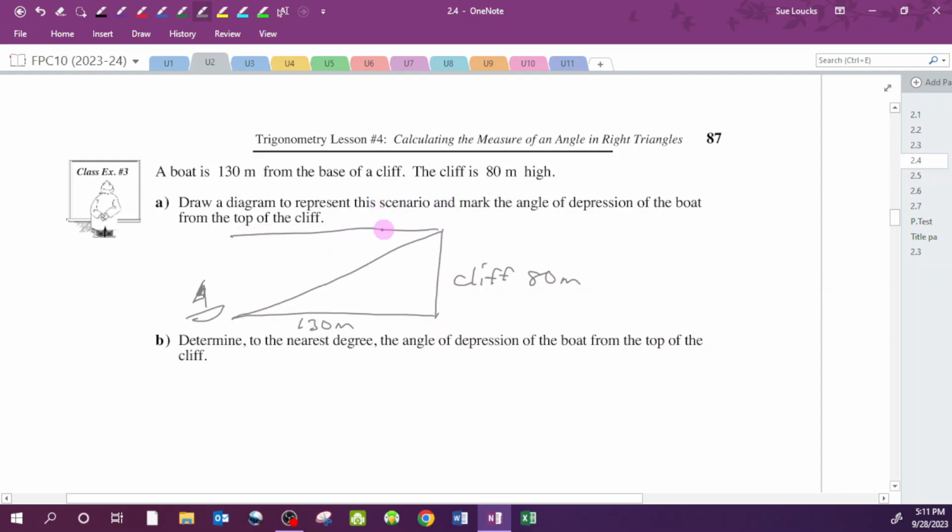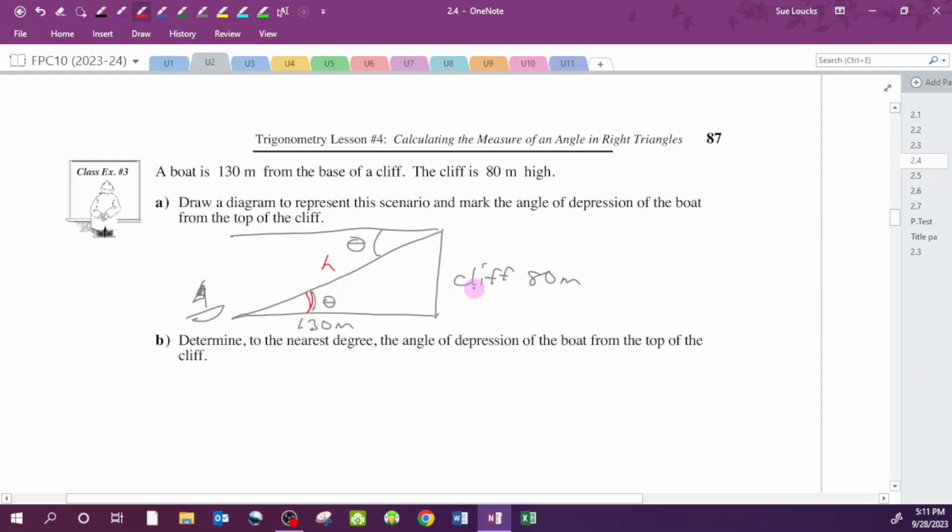So they are asking us to find this angle. This is the angle of depression. But the angle of depression is the same as this angle here. Okay, that's how you're able to do this question. Notice too that I drew this kind of to scale. If this was 80, it's probably a little bit longer than it should be, but I didn't make this one 80 and do one here where this was 130. It's to scale-ish, okay? So this is my angle of interest.